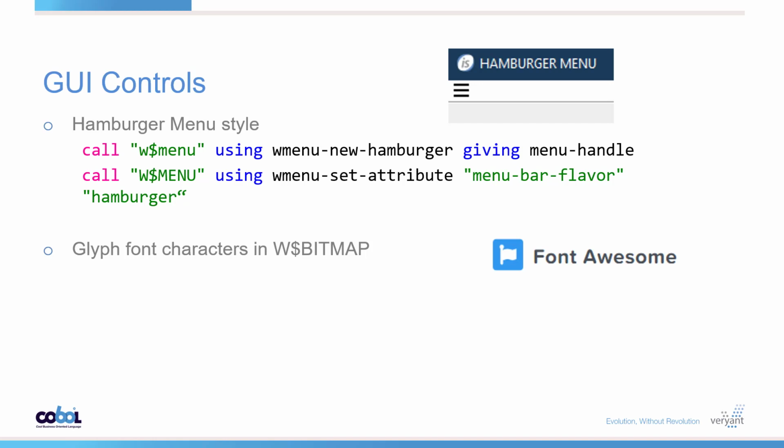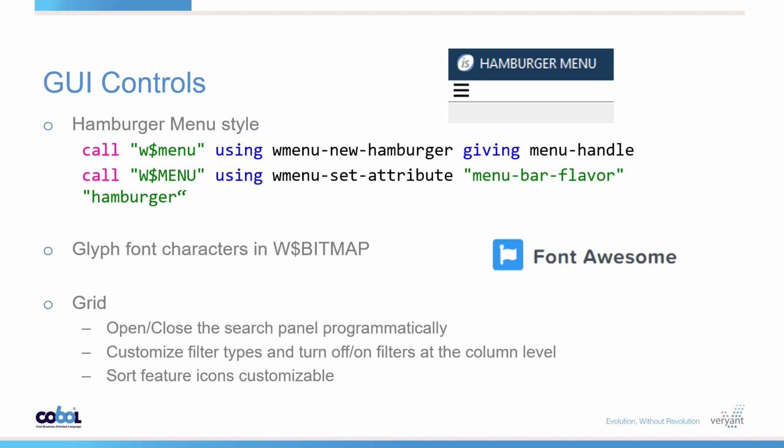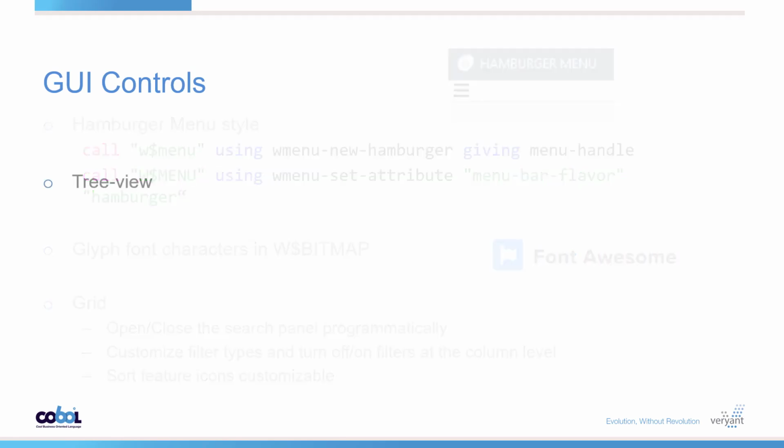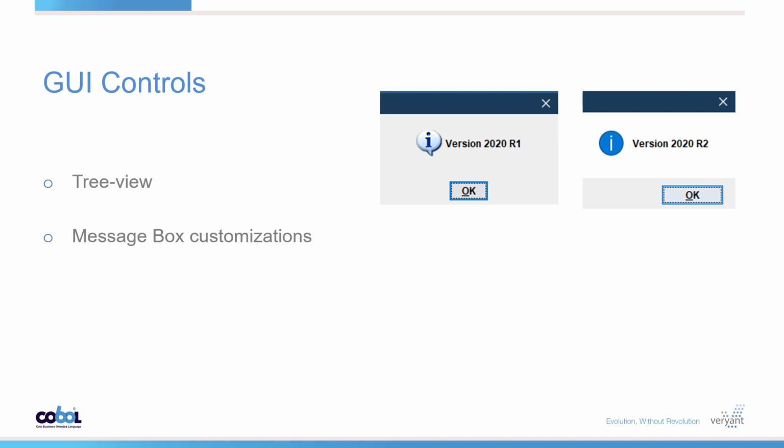No more loading multiple icons or making a large strip. And grid improvements that we'll look at in a minute. Different filter types, case-insensitive searches, and button icons. The Tree View Selection Mode property enhancement means that you can select multiple items with the Control and Shift keys. Our 2020 R2 message boxes have a more modern look.